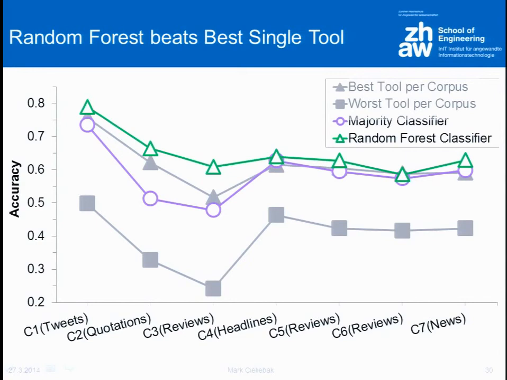But still, okay. So, let me say what you see here. The random forest classifier for every corpus is better than each single tool on this corpus. And here we have a gap of, I think it's 9%, so it's really a good improvement. But still, well, this is 68%, I think, and the rest is slightly above 60%.